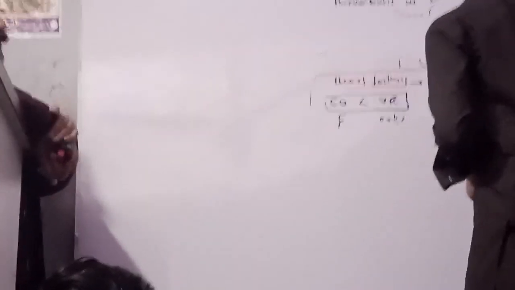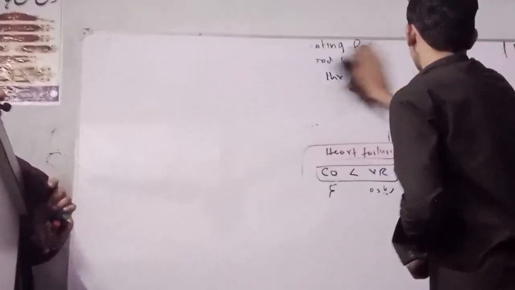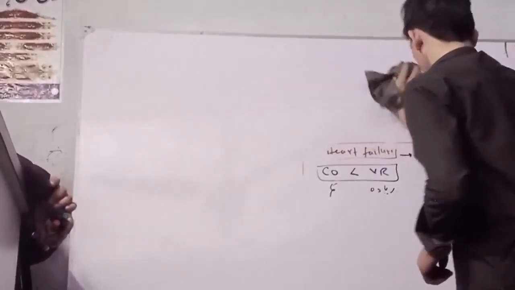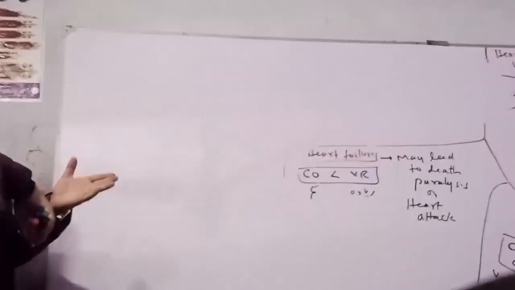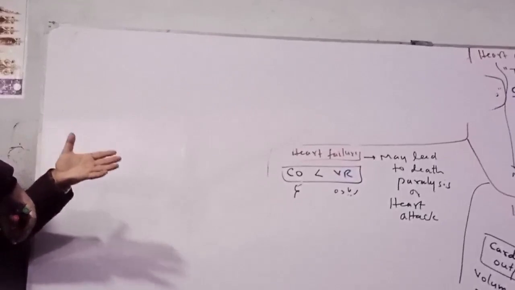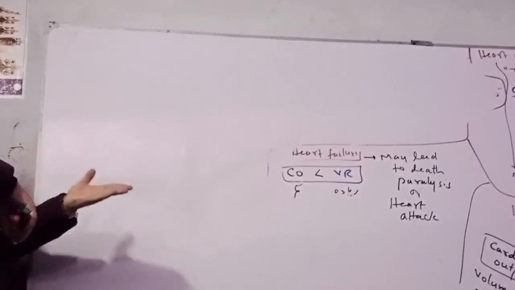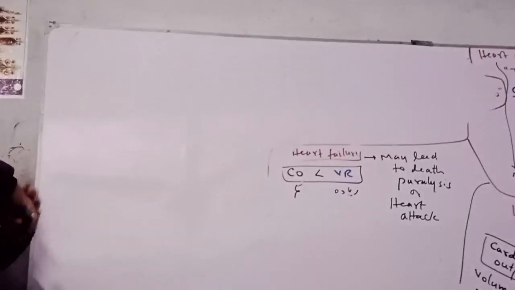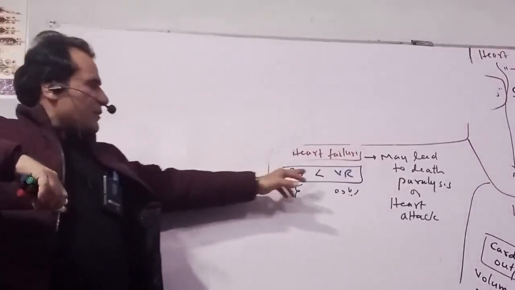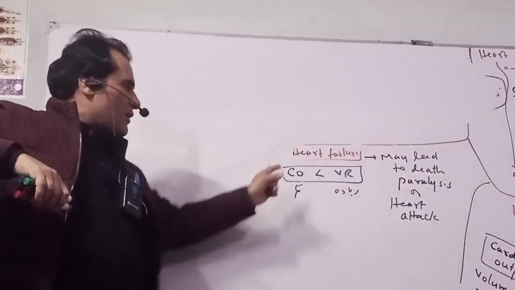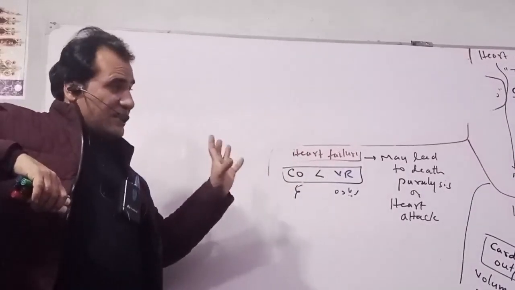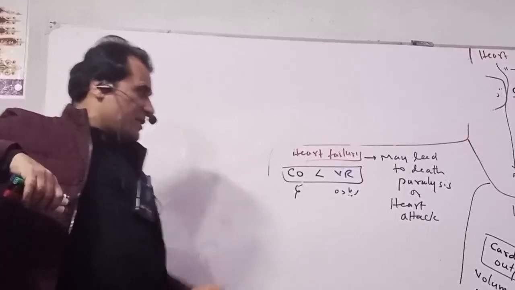Why does heart failure occur? There are many causes, such as malnutrition, disease, or aging. With aging the heart weakens. We know the input is there but the output is reduced; basically the output side is lower than the input side. So output falls below input. This is heart failure with aging.